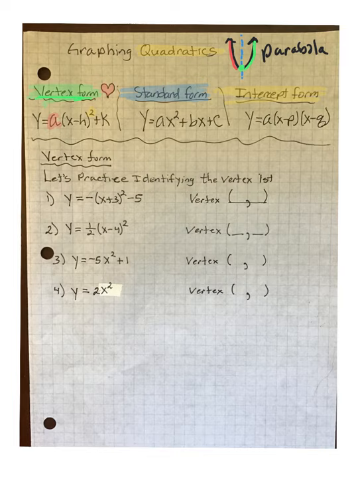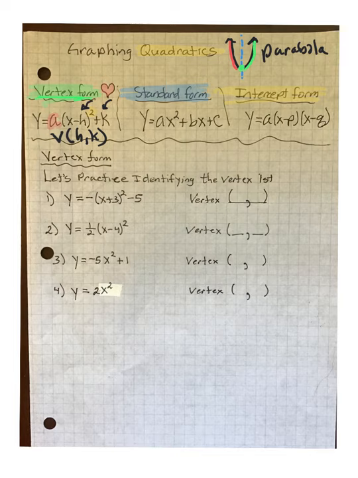So remember, the vertex is the shifting. So your H is going to shift it either left and right, and your K is going to shift it up or down. So our vertex is going to be (H, K). So look at number 1, 2, 3, 4, and pause the tape and see if you can identify the vertex before I start, and then let's come back and see how you did.